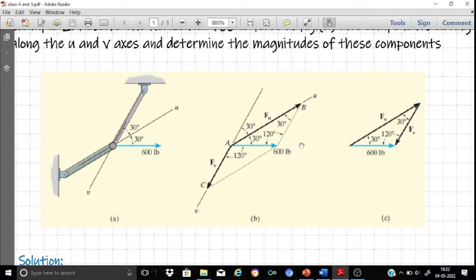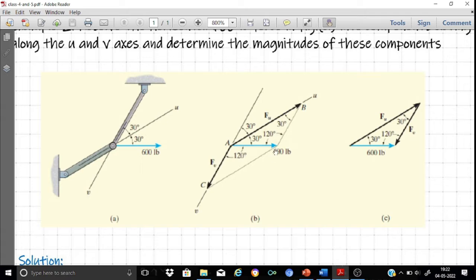So now the problem is very simple. 600 lb is the resultant force. We are given the diagonal and we are asked to obtain the other two sides of the parallelogram. What we need to do is, from the head of this resultant force vector of 600 lb, draw a line first parallel to the V axis. It meets the U axis at point B. Now it is clear that AB represents the component of 600 lb along the U axis, represented by Fu.